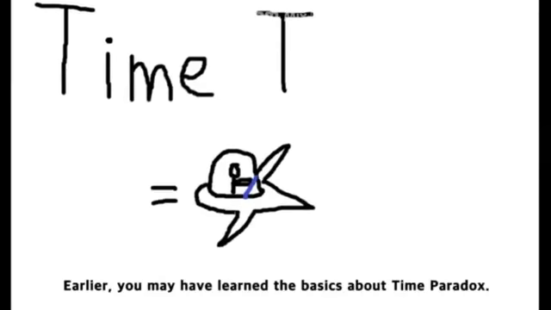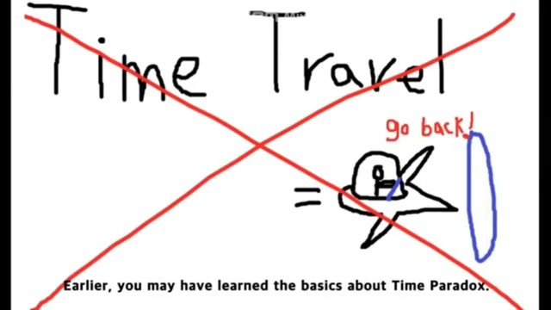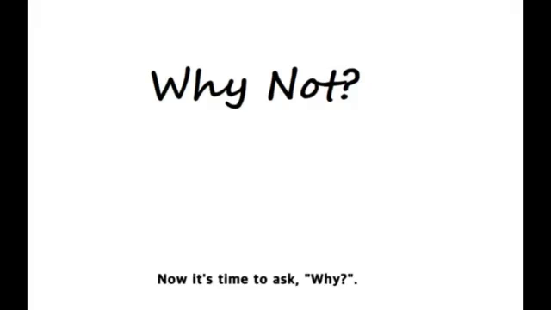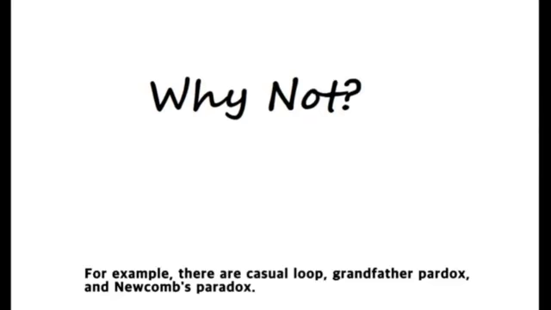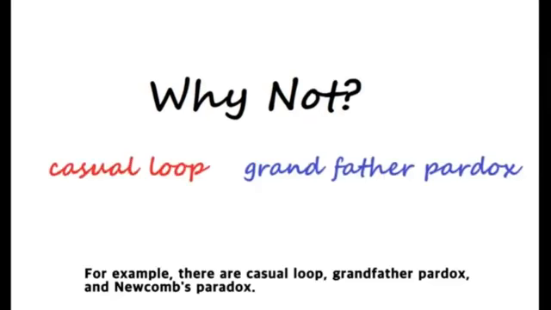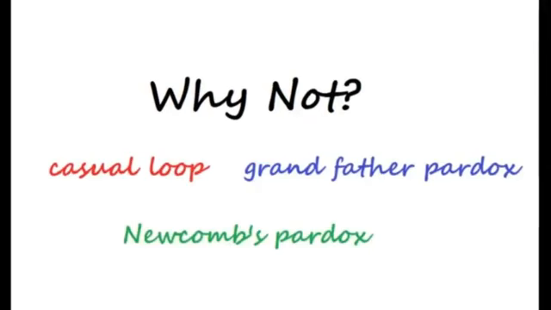Earlier, you may have learned the basics about time paradox. Now it's time to ask why. Time travel, which time paradox points out, has a lot of inconsistencies in many aspects. For example, there are causal loop, grandfather paradox, and Newcomb's paradox.